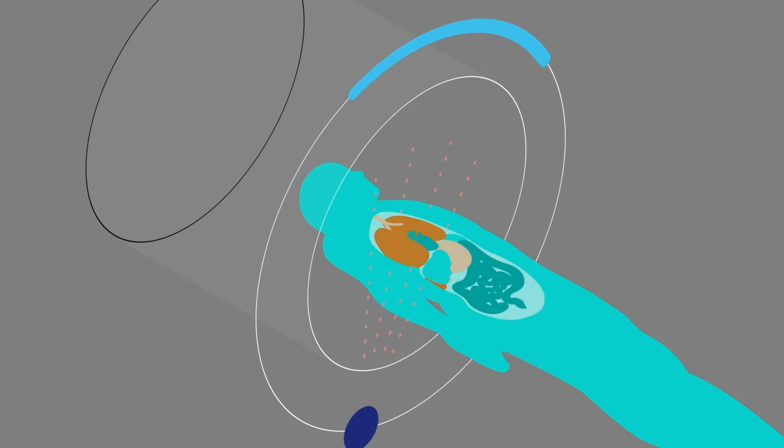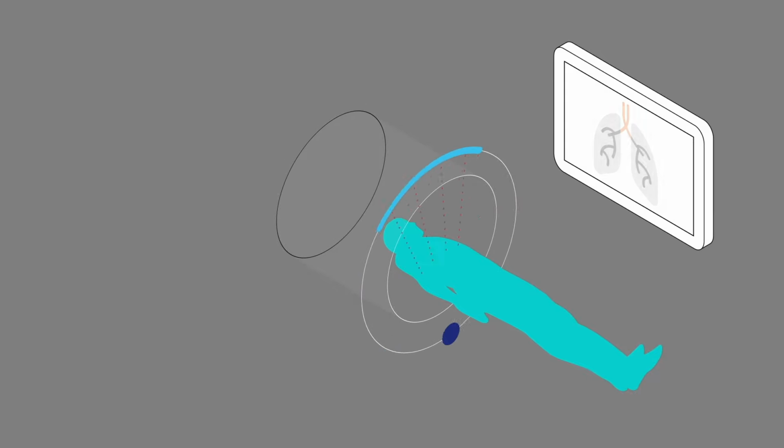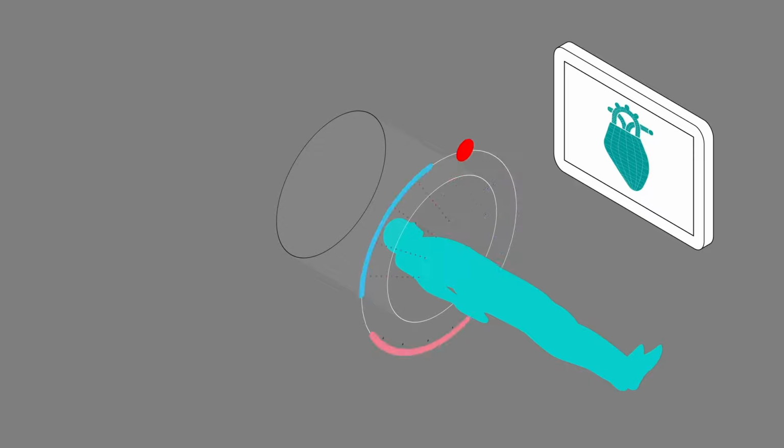Organs and tissues in the body attenuate the X-rays to different degrees. The rays that pass through the body hit detectors and are converted into electronic signals. These signals allow the computer to calculate an image. Two X-ray tubes make the sectional images in half the time, so it's even possible to get a clear image of a rapidly beating heart.